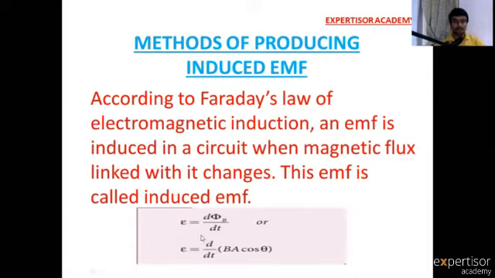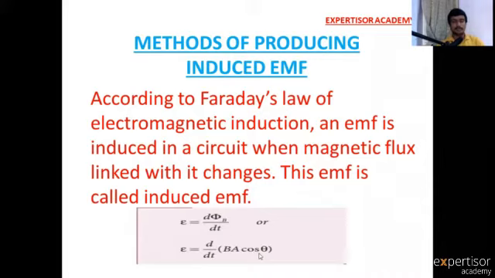See here, induced EMF, whose symbol is epsilon, is equal to the rate of change of flux. This flux is equal to BA cos theta. B is the magnetic field, A is the area of that conductor, and cos theta represents the angle between the field lines and the flow of current. So this is Faraday's law of electromagnetic induction. Simply, the induced EMF must be equal to the rate of change of the flux in that coil.